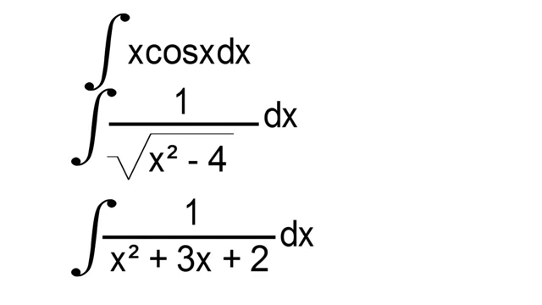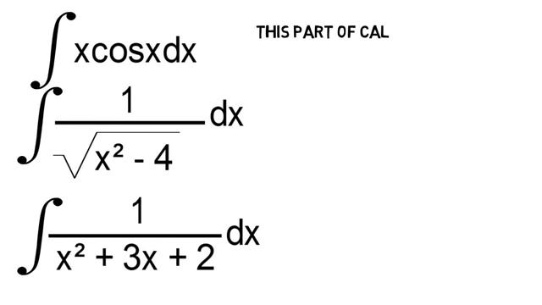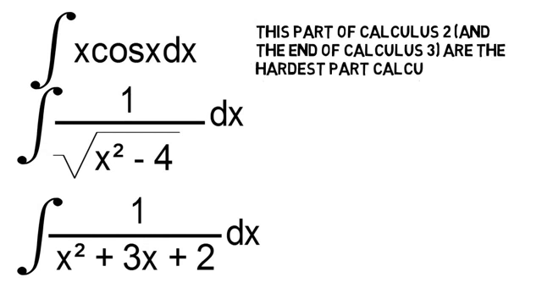Basically, on top of u substitution, you learn 3 more main techniques. Now, in my opinion, this part of Calculus 2 and the end of Calculus 3 that I'll show soon are the hardest parts of the calculus classes that engineers take. The reason for this one is because you have to figure out what technique to use and you have to apply it correctly. The teachers often don't tell you which one you need to use.